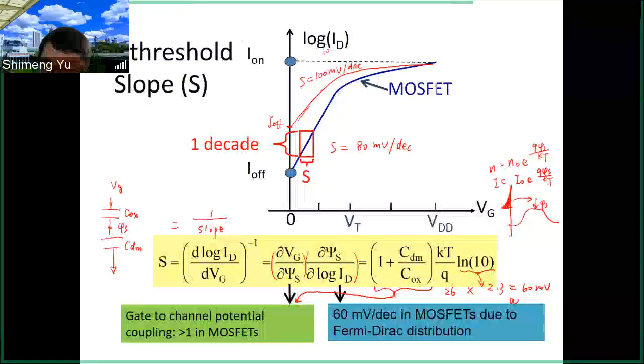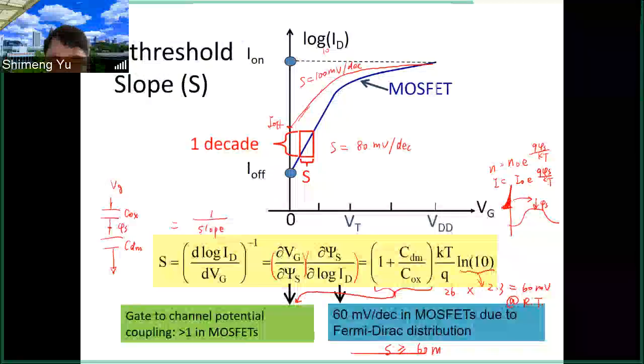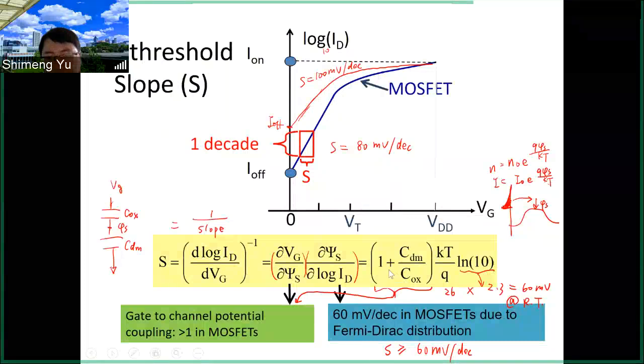At room temperature, in other words, this S factor is always larger than or equal to 60 millivolts per decade. Why is that? Because you have the 60 millivolts, that is the physical limit. And in front of this 60 millivolts, you have this 1 plus something. 1 plus something is always larger than 1. At most, you can do equal to 1. So that means the S is larger than or equal to 60 millivolts per decade.